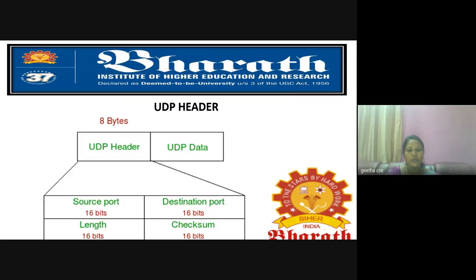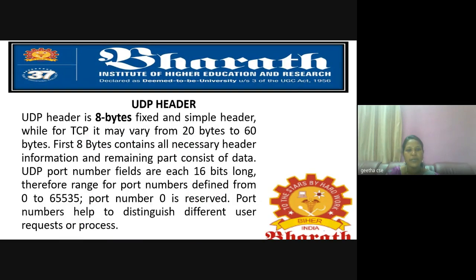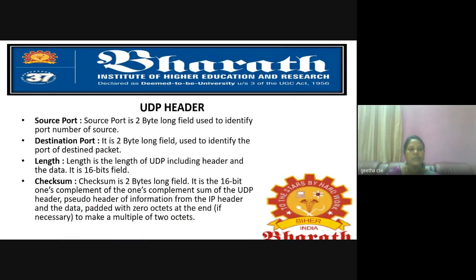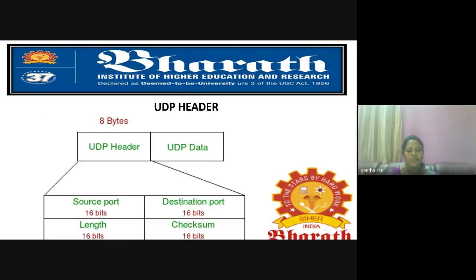So here we have source port and destination port, totally 32 bits, each carrying 2 bytes. 2 bytes means 2 into 8, 16 bits. So source port 16 bits, destination port 16 bits, length 16 bits, and checksum 16 bits. Length and checksum are the additional fields that deal with the data when it is transmitted from one place to another. So compared with the TCP header, the UDP header is very simple. It has only 4 parts: source and destination port, and length and checksum fields.